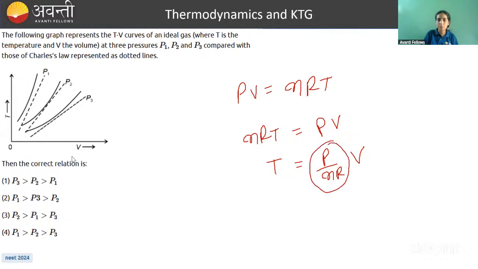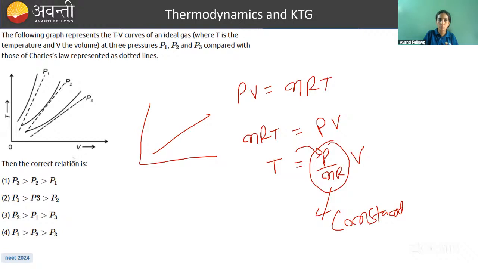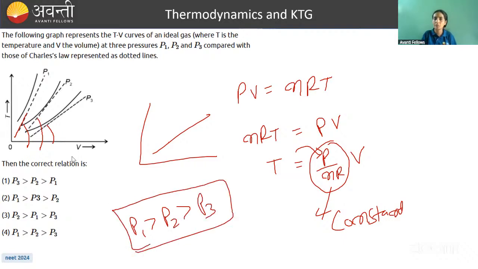It means it has to be constant. So for each thing, what is constant? Yes, that's correct. Pressure has to be constant because TV curve is a straight line. It means this whole is a constant. It means pressure is constant. So if pressure is more, slope will be more. And here for this P1, slope is more. This slope is little less than that. And this has a minimum slope. So P1 is greater than P2 is greater than P3. Simply from ideal gas equation we can get it.